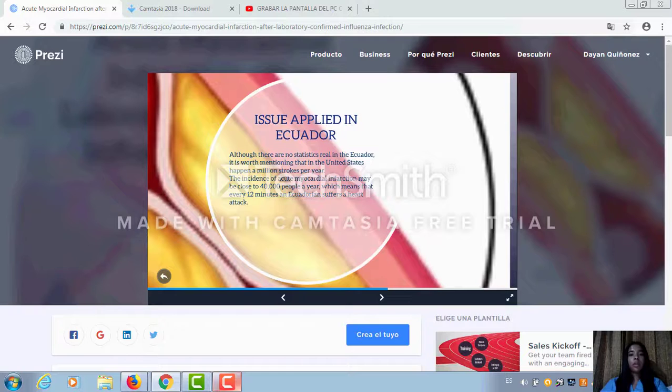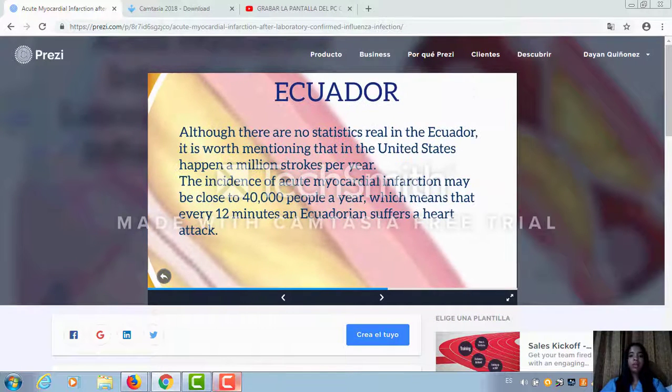Issues applying in Ecuador. Although there are no real statistics in Ecuador, it is worth mentioning that in the United States 1 million strokes happen per year. The incidence of acute myocardial infarction may be close to 40,000 people a year, which means that every 12 minutes an Ecuadorian suffers a heart attack.